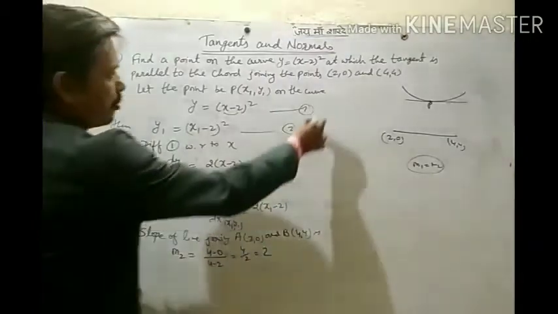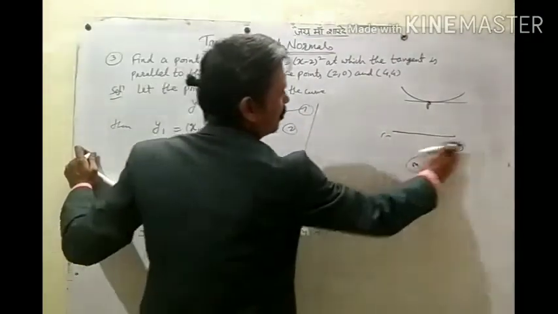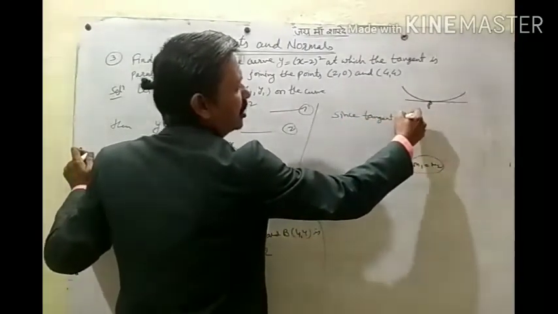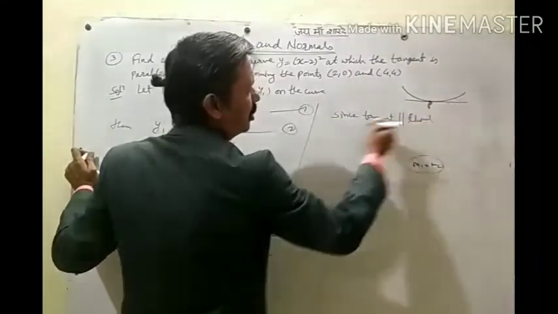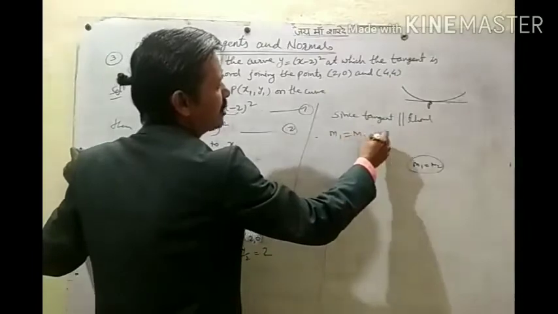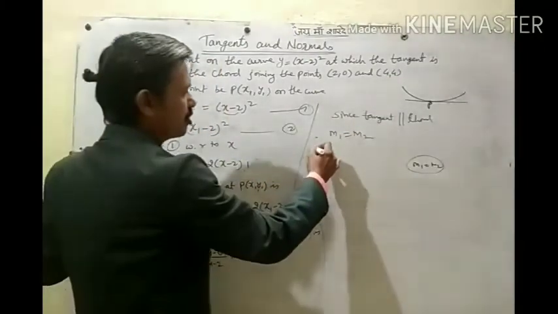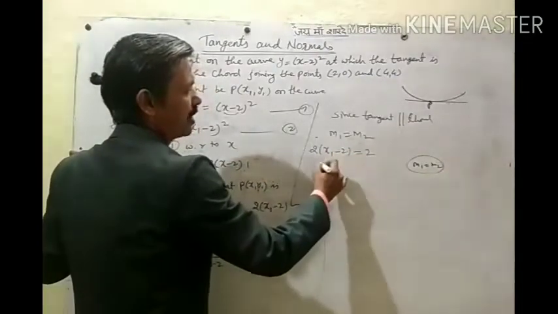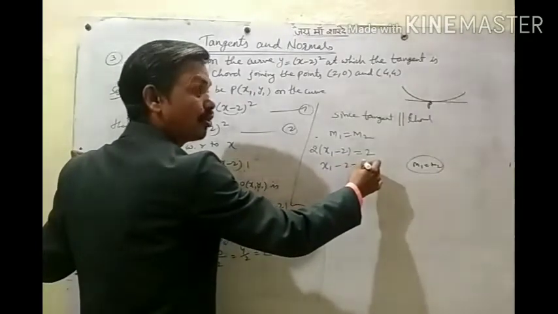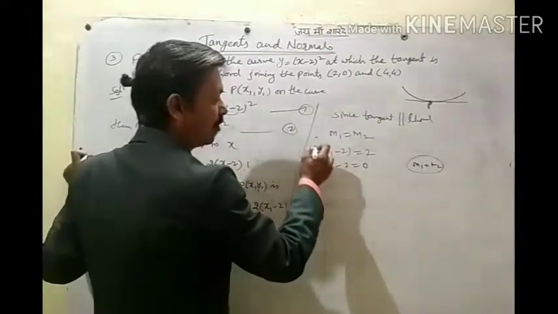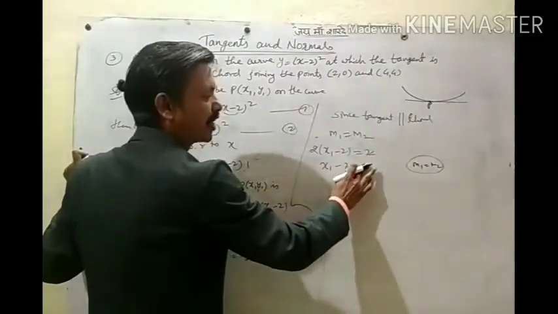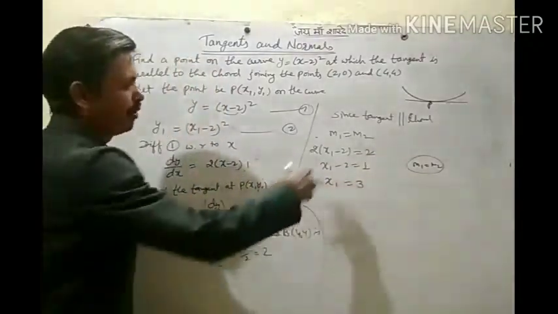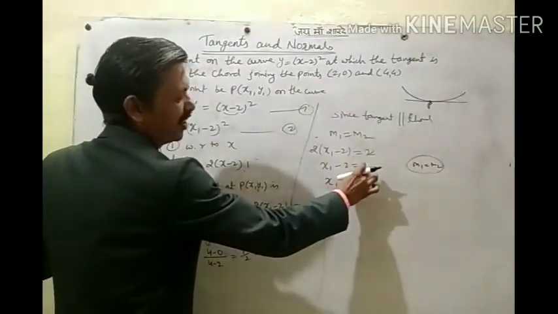Now since your tangent is parallel to this chord or line, therefore your m1 and m2 will be same. M1 is twice of (x1 minus 2), m2 is 2. So 2 cancels out, then x1 minus 2 equals 1. Students make a mistake here: they cancel out this 2, then they write 0, but actually it will be 1. So x1 is 3. Many times students make this mistake. After cancelling, they just write 0 here.